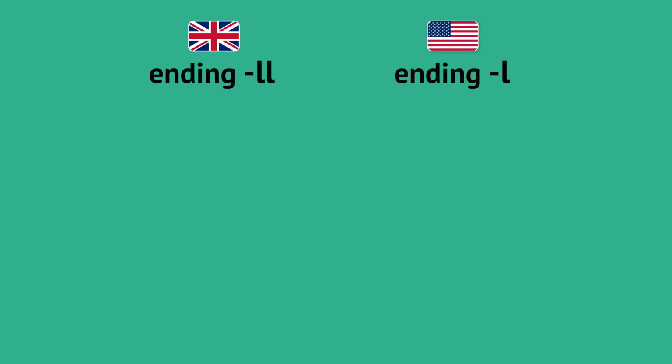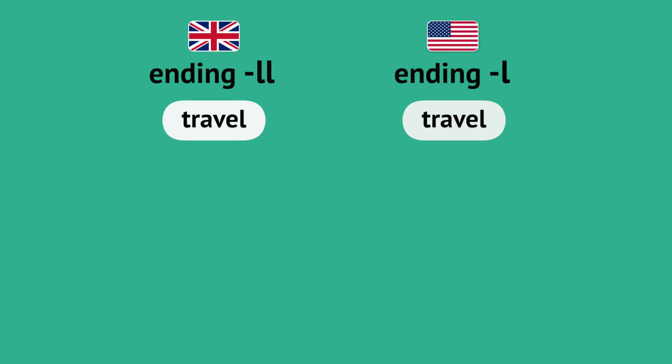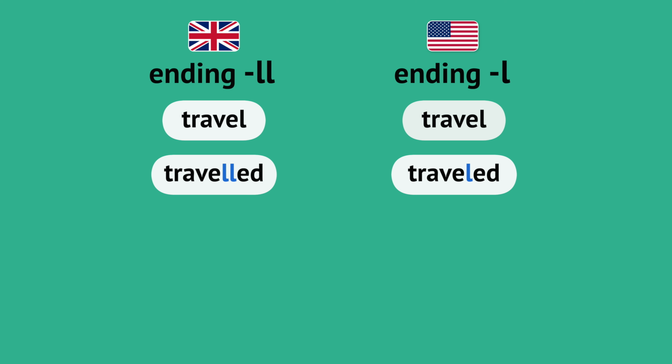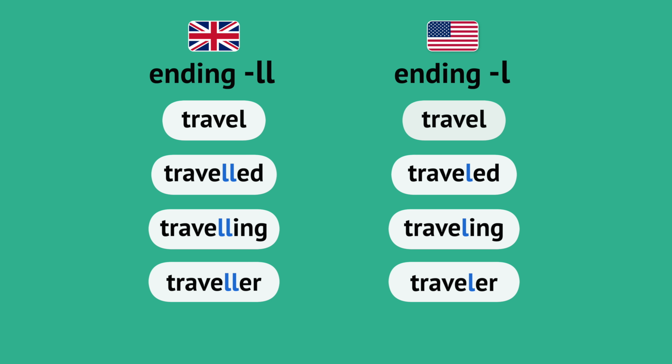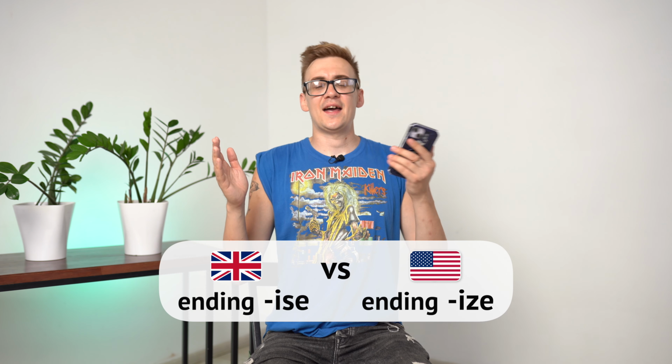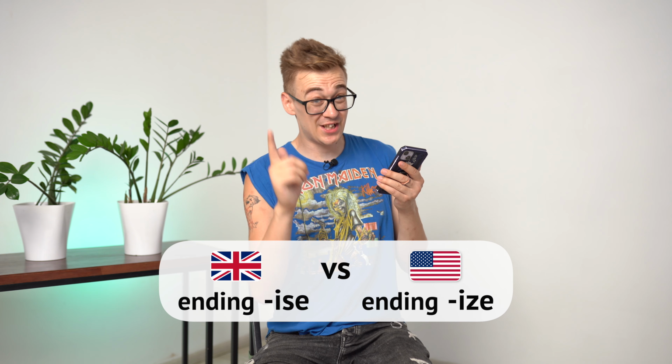Another example, we both have travel, but when we spell travelled in British English, we are spelling this with two L's, travelled. And we also have travelling, and we also have traveller. For each of these words, in British English, we are using two L's, and in American English, they are using one L. We also have the S versus Z rule, or Z in American English.